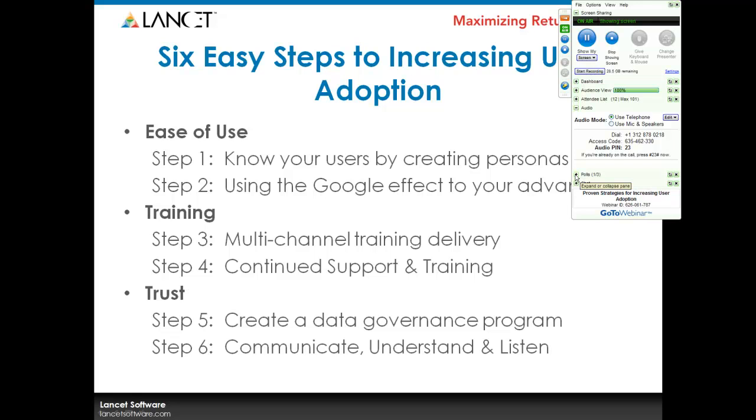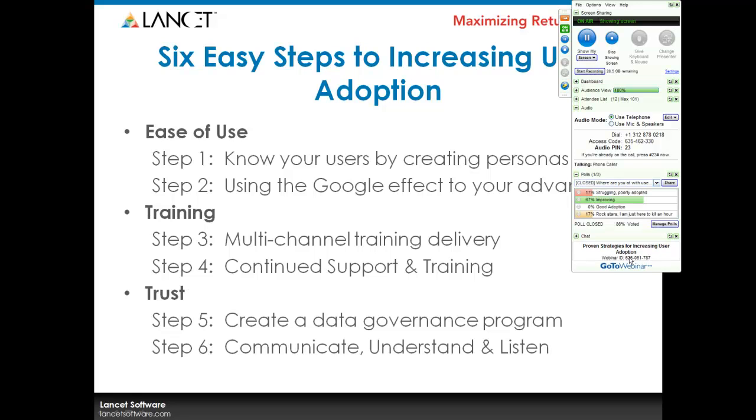Then we'll talk a little bit about training. And the fact that you always have to have training available is certainly one thing. But talk about different channels of delivery for that training. So you can't just always have a lecture kind of format where somebody's up there talking with folks, because that's not always available. So we'll talk about how to get different levels of training out into your organization. And then we'll talk about continued support and training along those same lines.